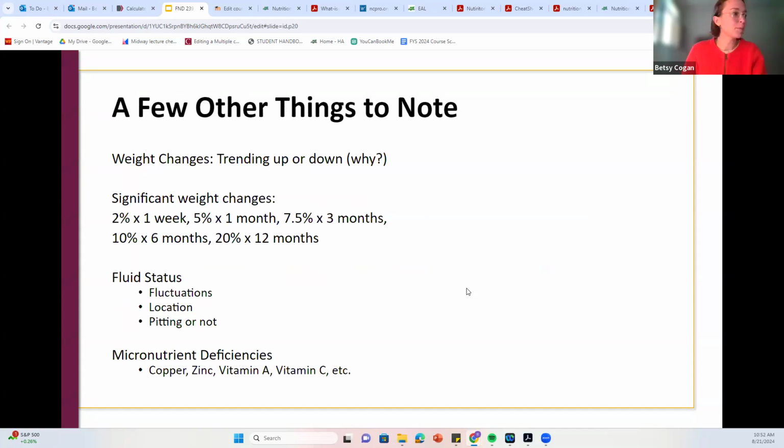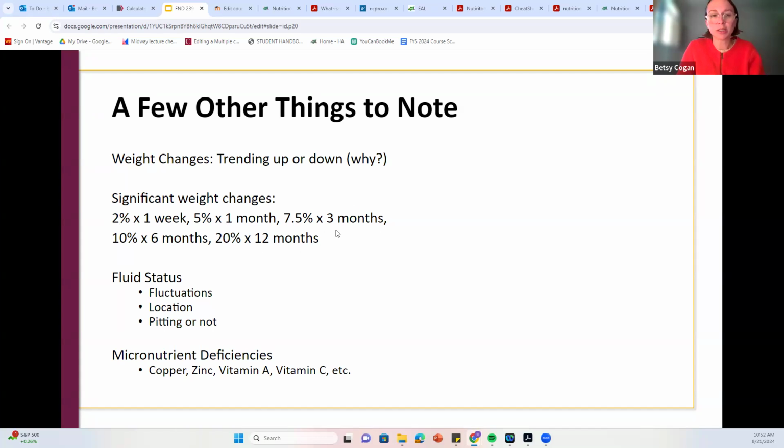So, right, that's the ABCDs. A few other things when we're looking at charts, doing assessments, we really want to pay attention to changes in weight, but we also want to look for changes in fluid status and micronutrient deficiencies in labs. So when we're looking at weight changes, significant weight change is classified as a 2% weight change over 1 week, 5% over 1 month.